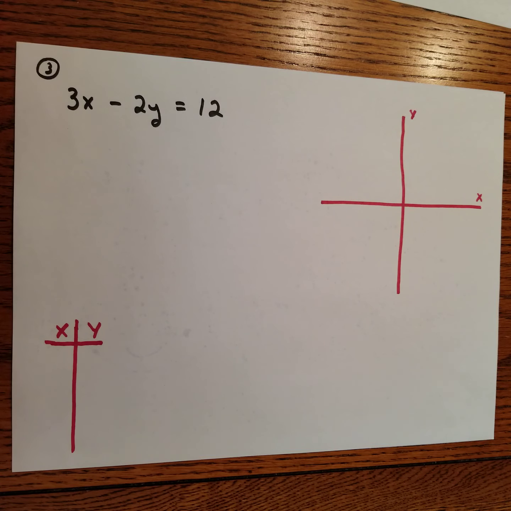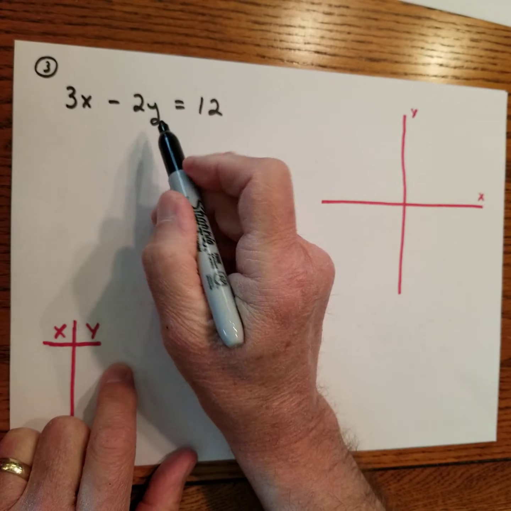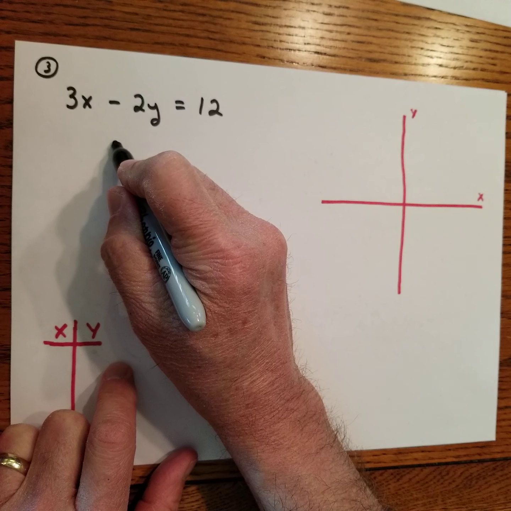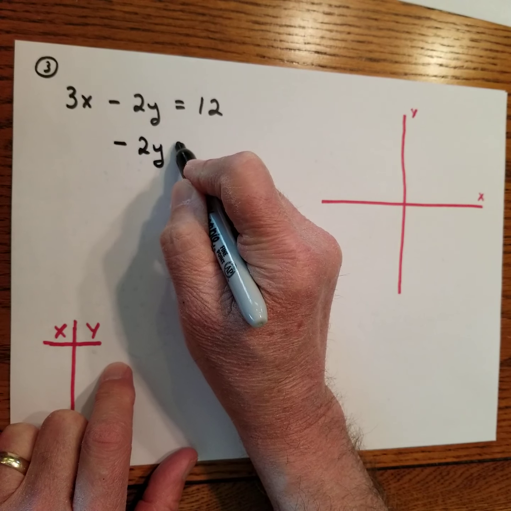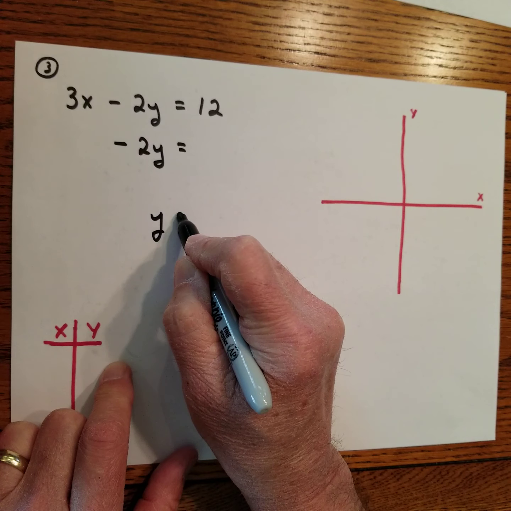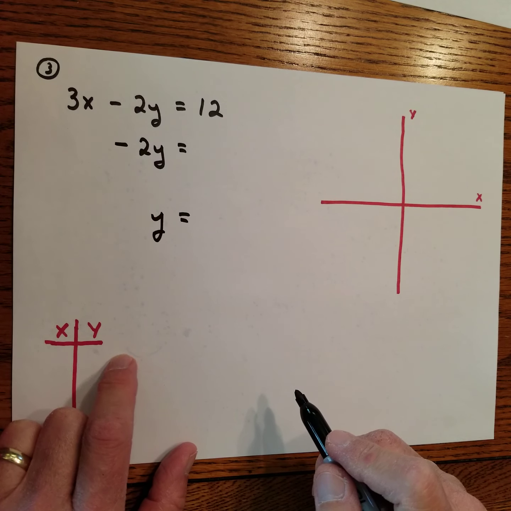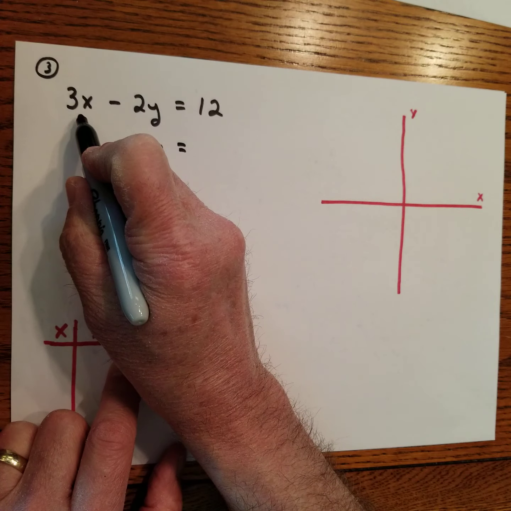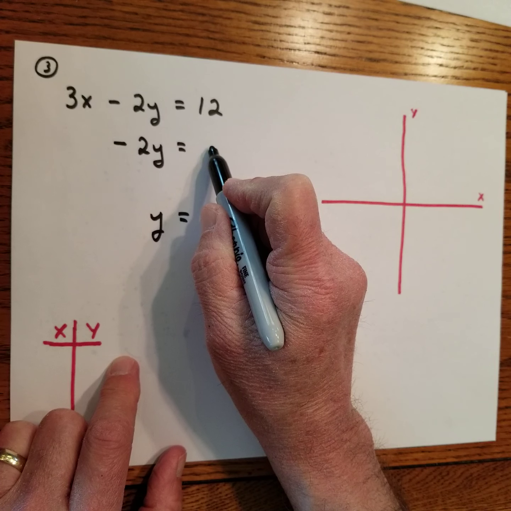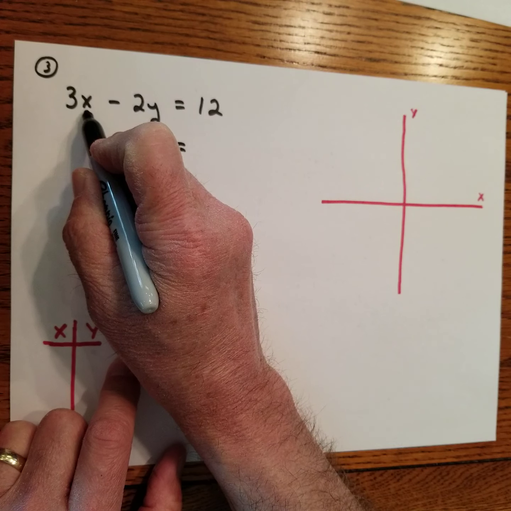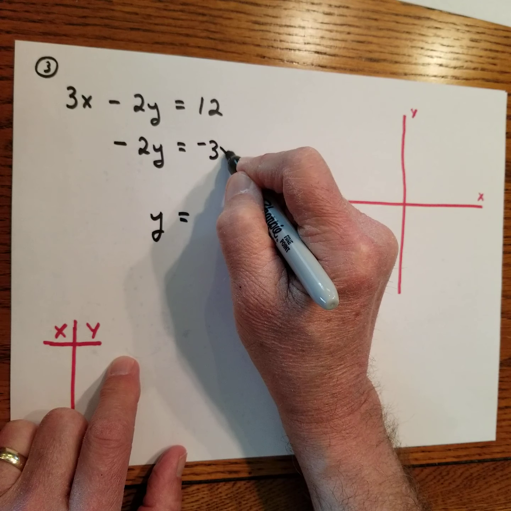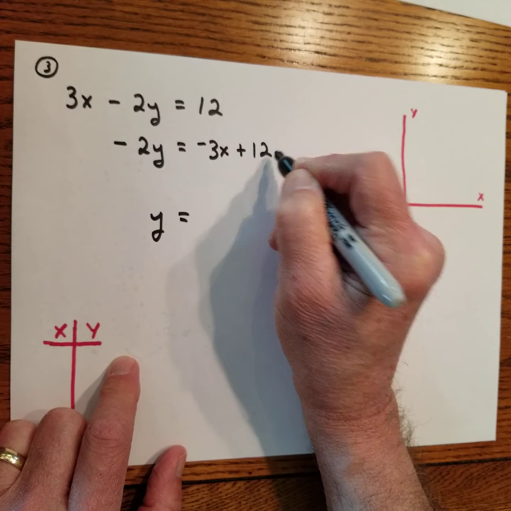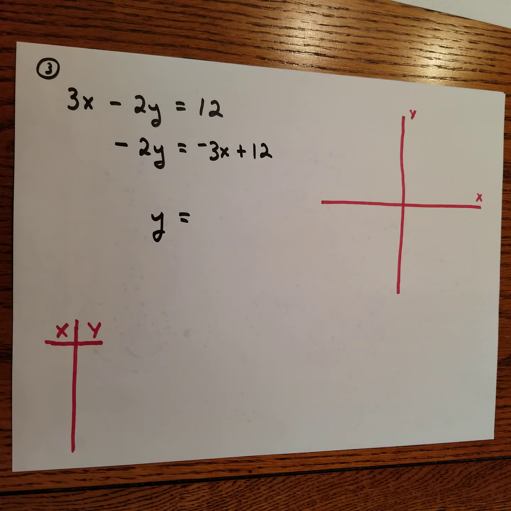Number 3 will have a slight twist in it as we work our way through. First thing I always like to do is try to get y by itself. I can do that in 2 lines of work. First step, move the positive 3x to the other side of the equal sign. Positive 3x here becomes negative 3x here, next to the positive 12.